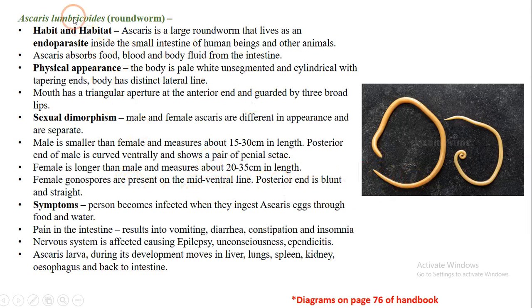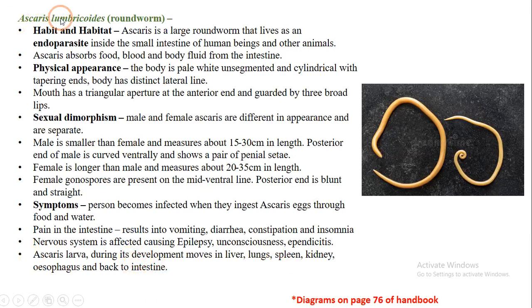Now, if a person is infected by Ascaris lumbricoides, there are certain symptoms that are seen. So the first thing is that the Ascaris, when it is in larval form, during development, moves to the liver, then it will move to the lungs, the spleen, kidney, the esophagus of humans, and then back to the intestine. And when it comes back to the intestine, it is found in a mature condition.